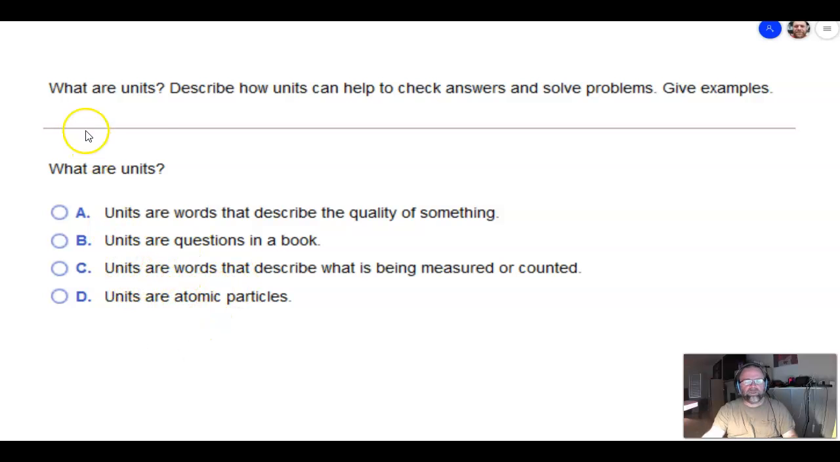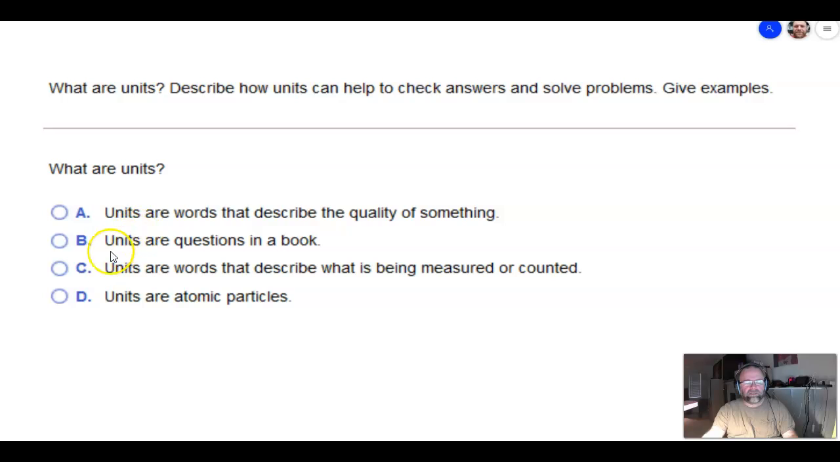So here's the first question. It says, what are units and describe how units can help to check answers and solve problems. So remember, units are things like feet or inches or pounds or meters or liters. They're anything that kind of describe how a value is applied there.